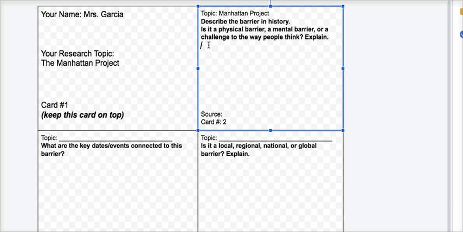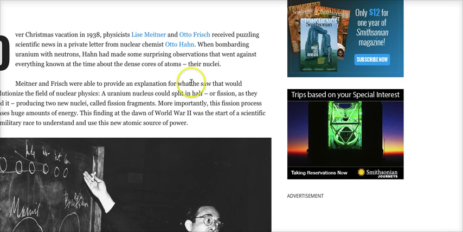Same thing with anything in sports where they were the first Hispanic or African American or woman to do something. Talk about what things were like before and why people thought they shouldn't do that, or why they didn't get the opportunity before then. Our topic is a little bit different. If I'm answering this honestly, it was probably a mental barrier in terms of developing nuclear weapons. So I'm going to write it was a mental barrier. And I'm going to go into this source that I found.